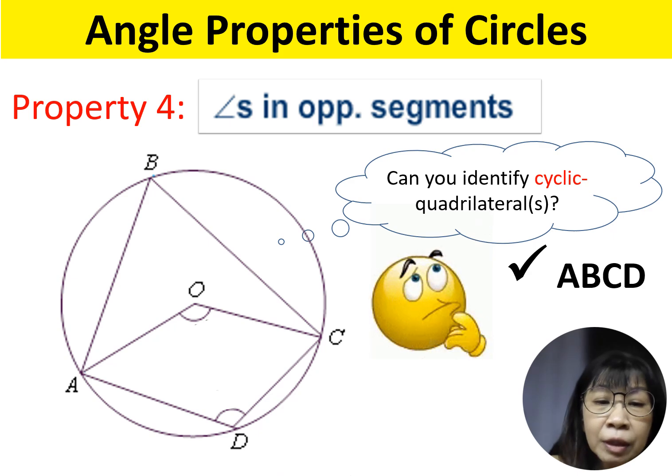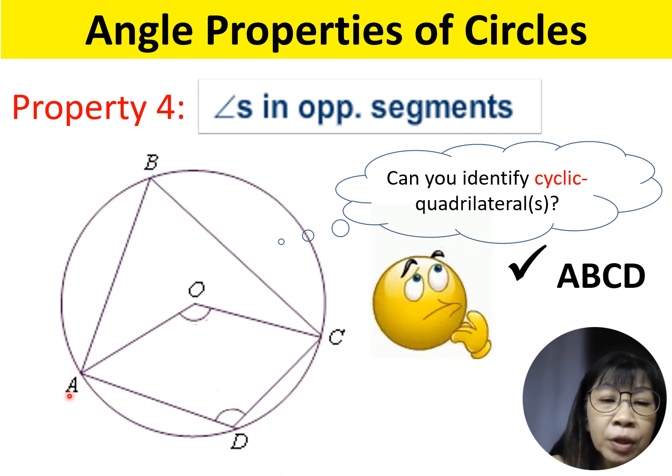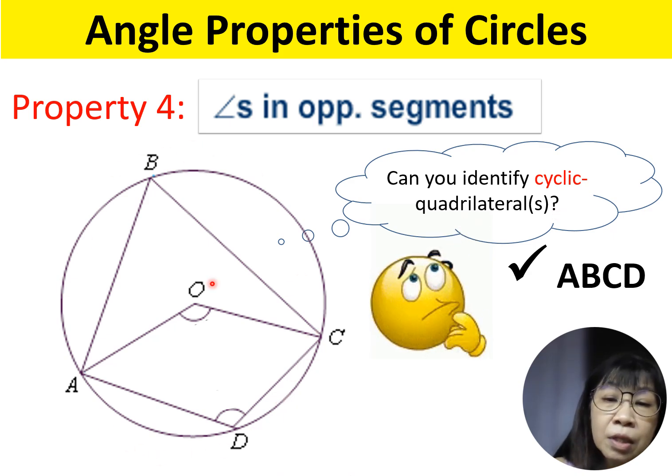Are you able to identify that A, B, C, D is a cyclic quadrilateral? You notice that the 4 points A, B, C, and D are the 4 points that lie on the circumference of the circle. Yes, so that is why it is a cyclic quadrilateral.